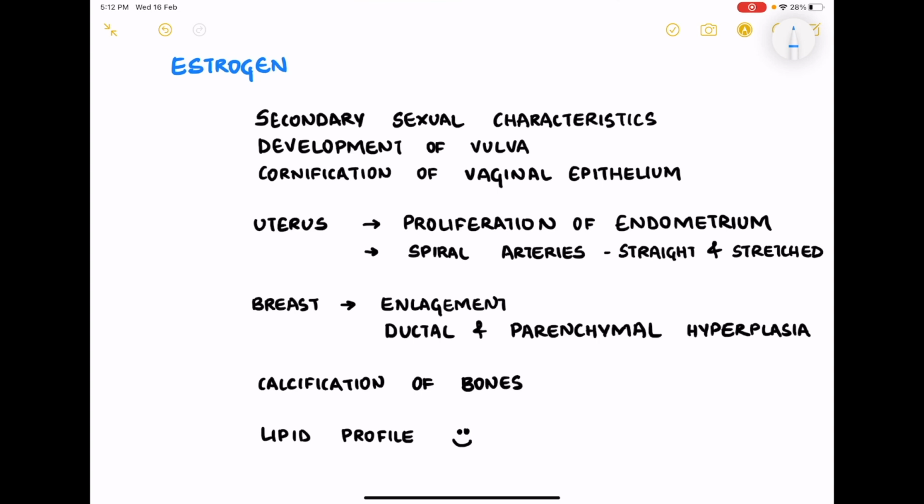It also has an effect on the bone, that is, it increases calcification of bones, which is why after menopause, because the estrogen levels drop, women are more predisposed to osteoporosis. On the lipid profile, it has a good effect, that is, it increases HDL and decreases cholesterol.